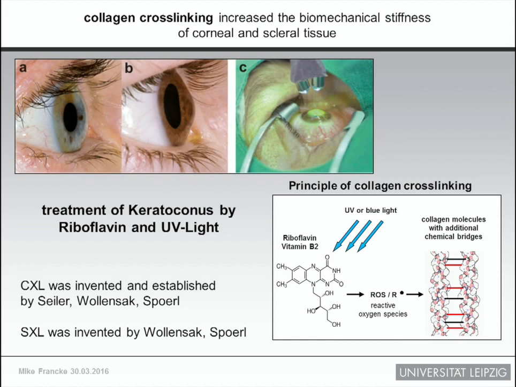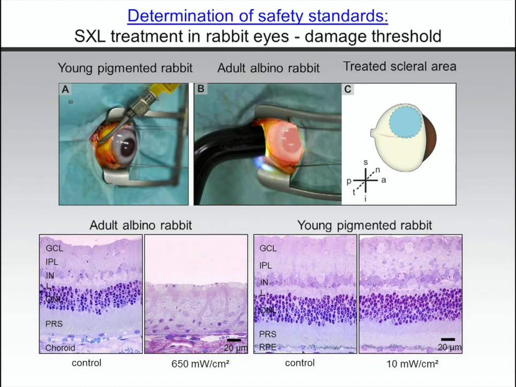and he makes biomechanical experiments. And a short introduction to the principle of collagen cross-linking: riboflavin, vitamin B2, is irradiated by blue light or UV light, and that in turn leads to the production of several kinds of reactive oxygen species, and that in turn increases the number of chemical bridges between the collagen molecules inside the extracellular matrix. That is only a short introduction, as we have only a few minutes to talk about it.